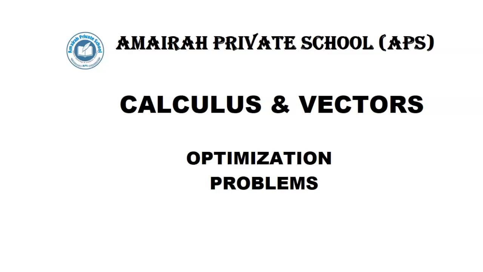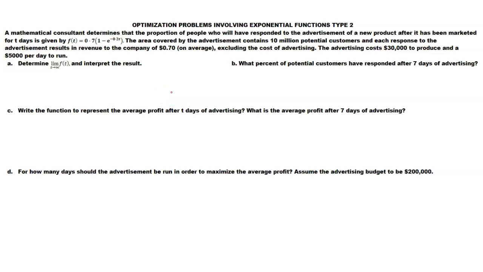Next, we are going to cover optimization problem number 6. This optimization problem is also an exponential function problem. And for exponential functions, as I told you before, you will always be given equations, so you don't have to worry about forming your equation. We just need to work on the given equation in order to find our optimization solution. Let's read the question first.